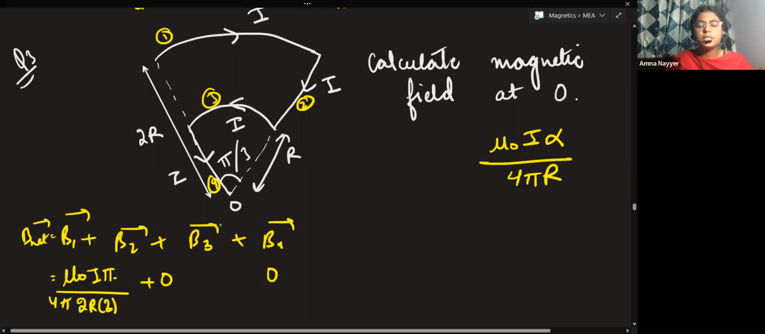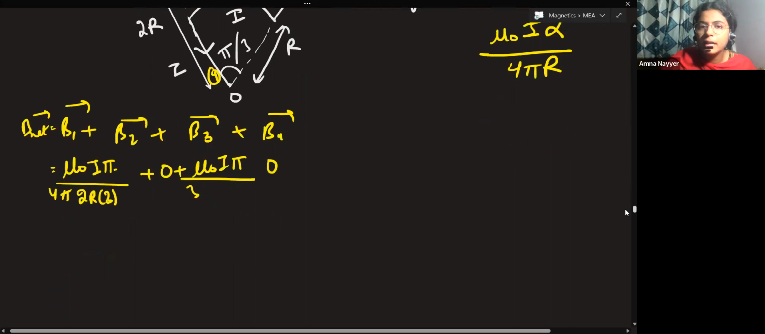So 0 for the third one. The third one is this again. What's the difference that will come? Everything will be the same except for r. So it will be mu naught I pi by 3, and here you have 4 pi capital R. So pi gets cancelled.